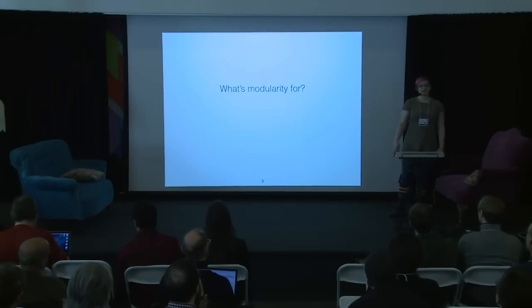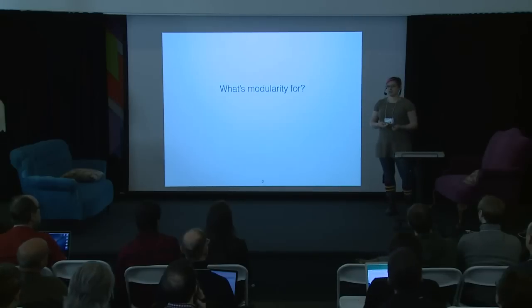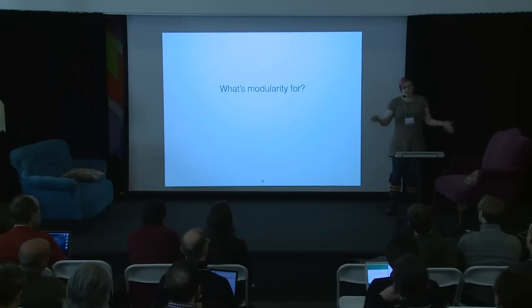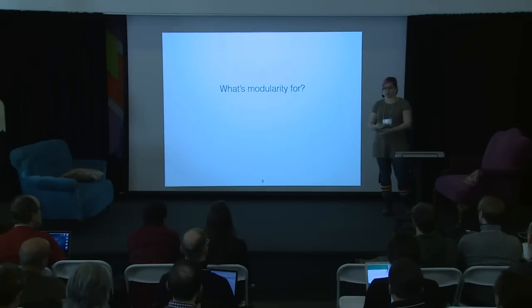Okay. So modularity is a pretty fuzzy word, and I'm going to start by explaining it in terms of a few other fuzzy words. But in general, as software engineers, we know that modularity is a thing we want. We want to be able to work on one part of a system without having to know everything about all of the other parts of the system.